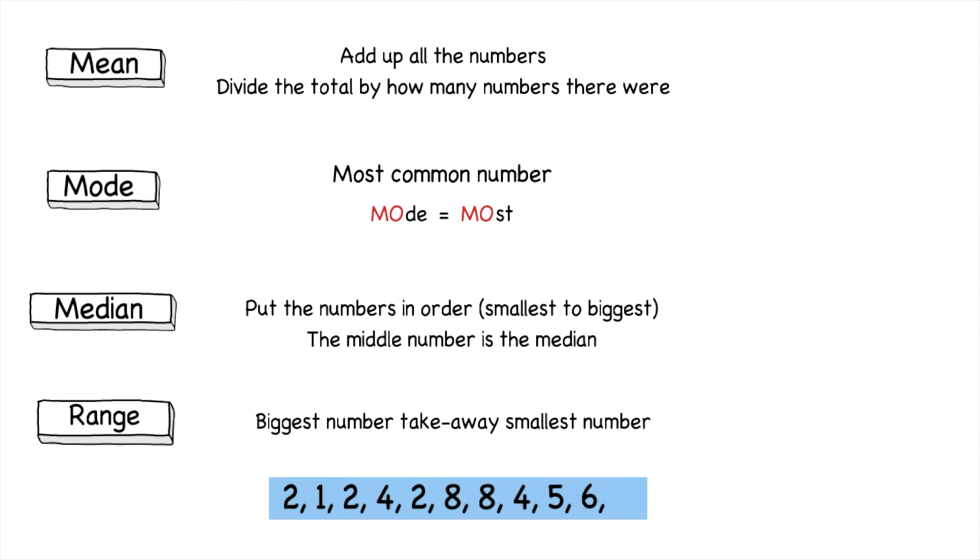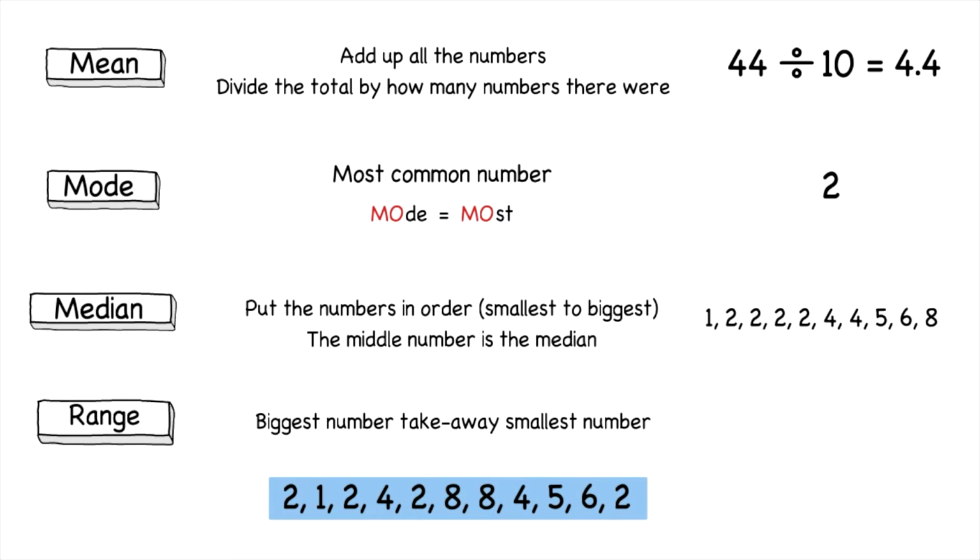So here's a quick example. We've got a string of data here. If I want to calculate the mean, I would add up all of those numbers, and that would get me 44. And because there are 10 numbers there, I would do 44 divided by 10. That would give me 4.4, which is my mean. The most common number written down there is a 2, so 2 would be my mode.